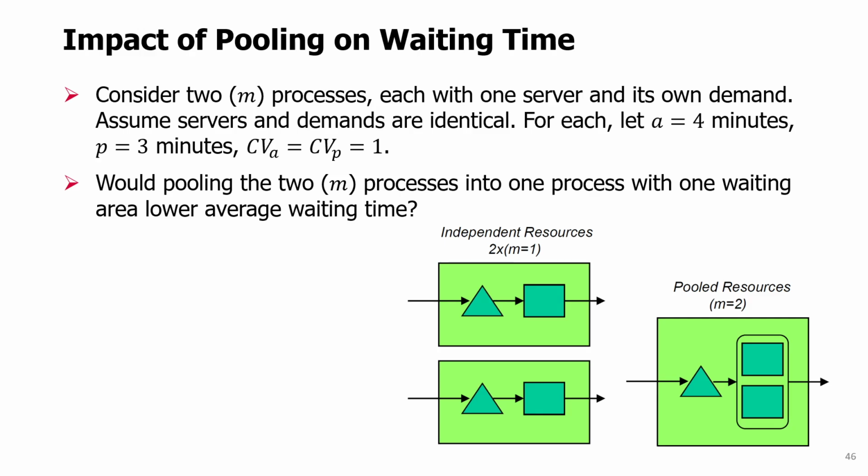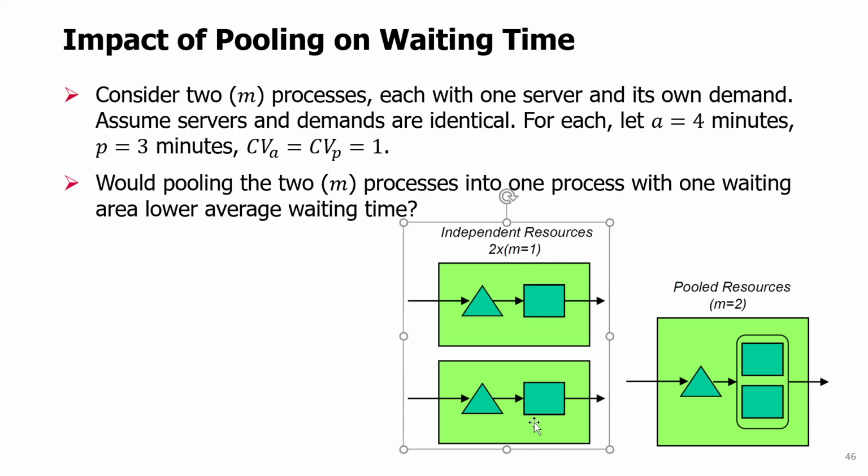Impact of pooling on waiting time. Consider two processes, each with one server and its own demand, and assume the servers and demands are identical. So this is what we have represented in this picture.